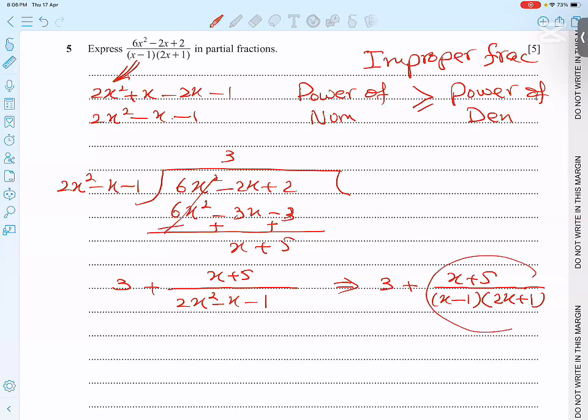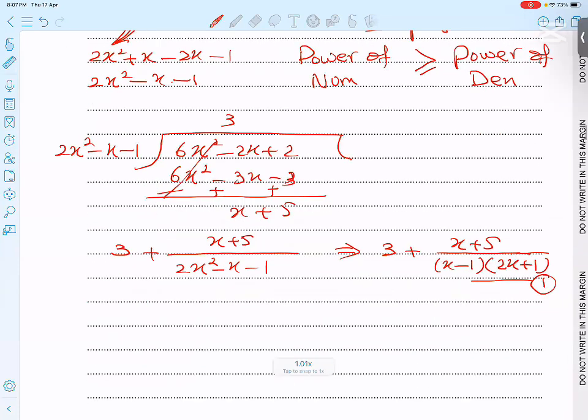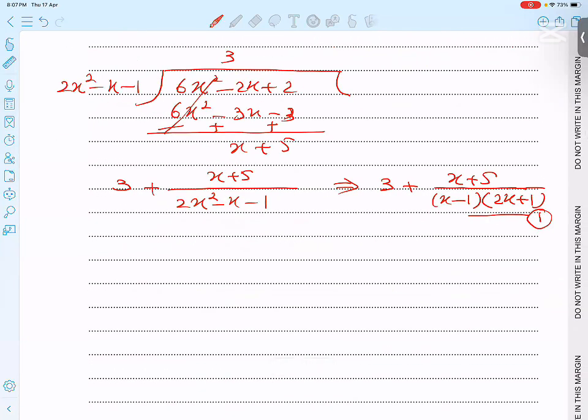I will take this part only and I call this equation number 1. So I will take x plus 5 over x minus 1 into 2x plus 1. The hard part is over. This I will take as A over x... I'm counting B over x minus 1, even I can give you this A also, no problem at all. Okay, so this C over 2x plus 1.